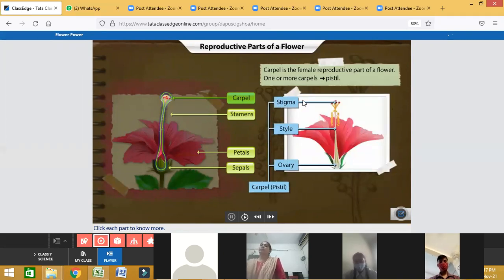So here you have seen the female reproductive part: stigma, style and ovary, and we call this the pistil. And you have seen that in the ovary, ovules are there. Ovule will make seed and ovary will convert into the fruit.